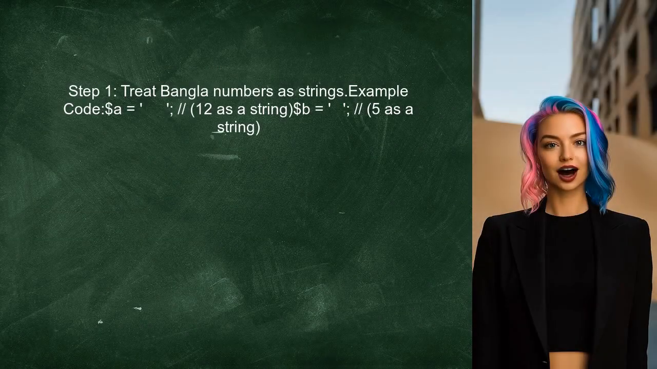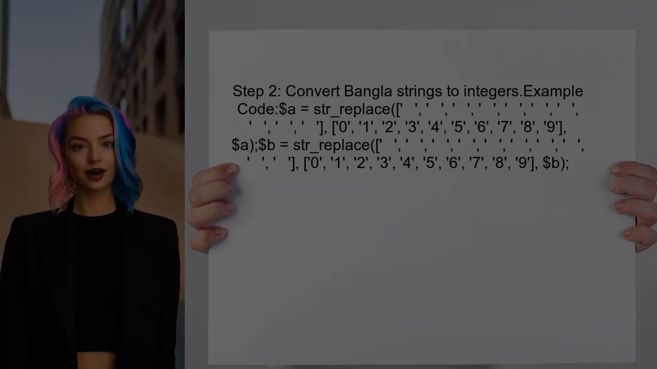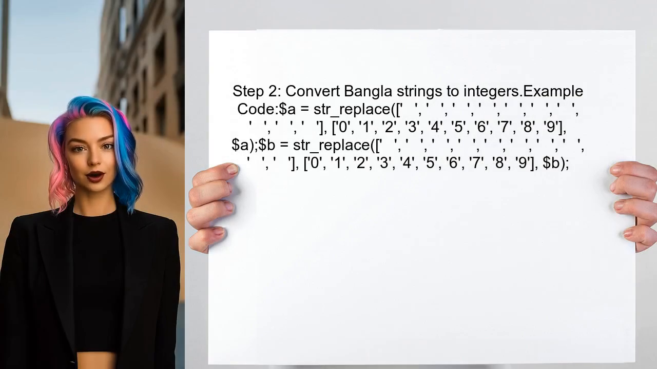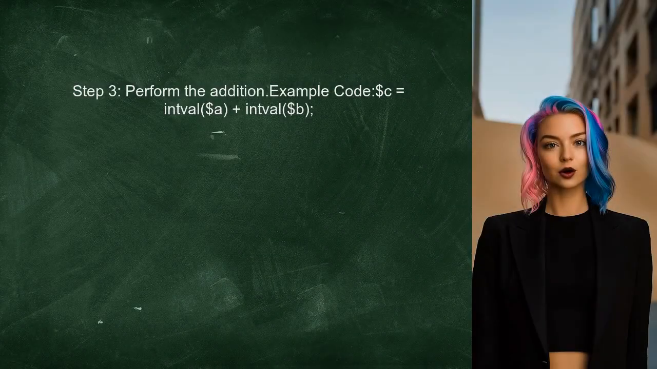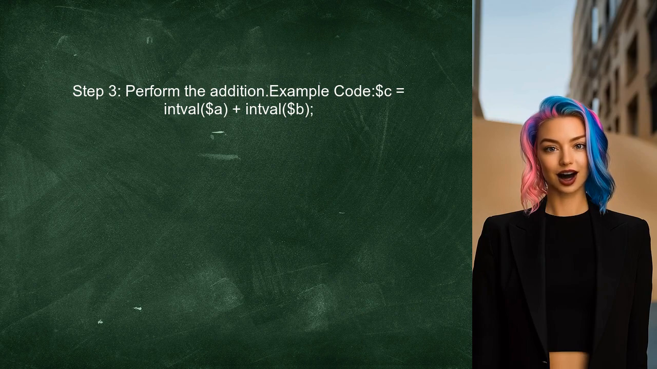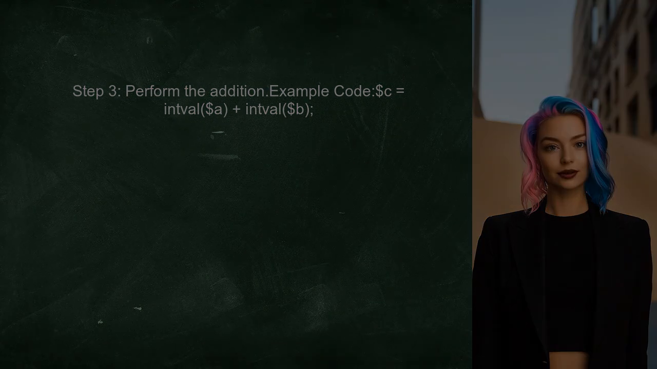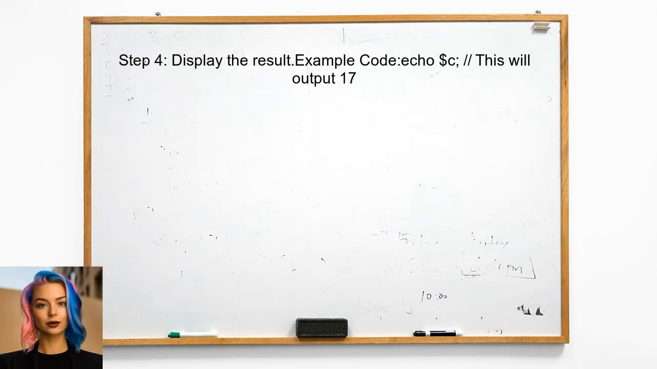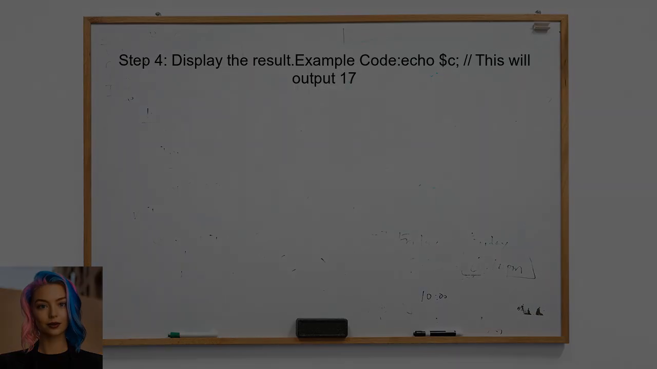To sum two Bangla numbers in PHP, the user first needs to ensure that the numbers are treated as strings. This is important because PHP may not recognize them as numeric values directly. Next, the user should convert these Bangla string numbers into their corresponding integer values. This can be done using the intval function after replacing the Bangla digits with their English counterparts. After converting the numbers, the user can now perform the addition. This is done simply by using the plus operator. Finally, the user can display the result using the echo statement. This will show the correct sum of the two Bangla numbers.